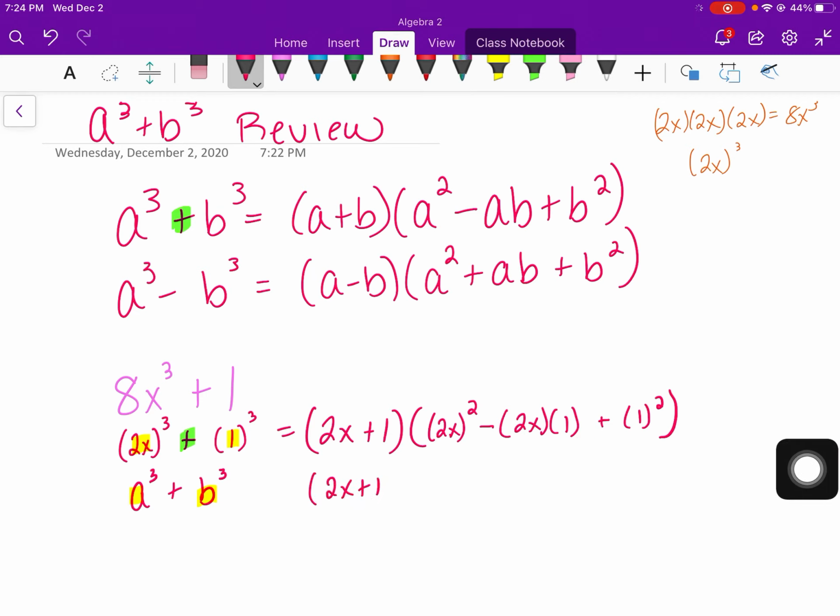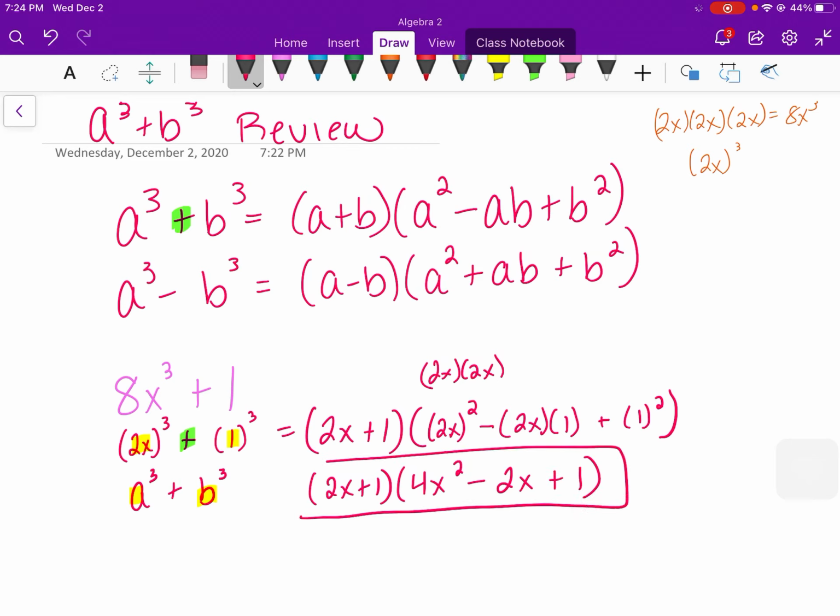Now you just have to do the math and multiply this out. The first parenthesis is 2x plus 1, and 2x squared is 2x times 2x, so it's 4x squared. You square both. Then 2x times 1 is just 2x, and 1 squared is 1 times 1. So 8x cubed plus 1 is equivalent to 2x plus 1 times 4x squared minus 2x plus 1.